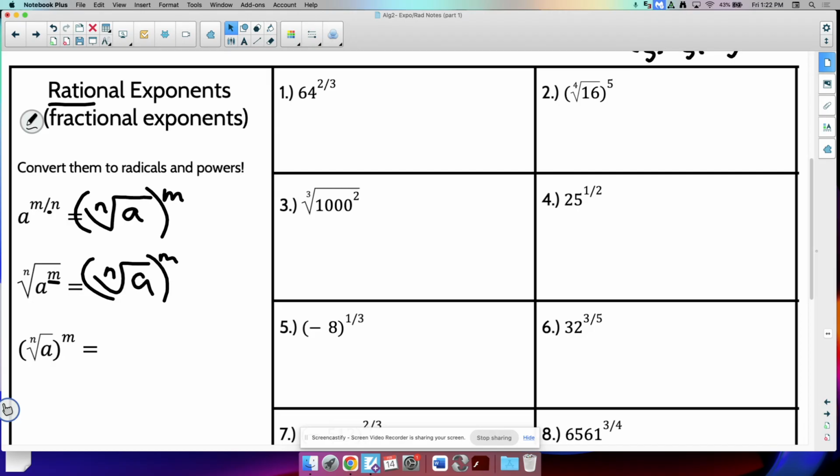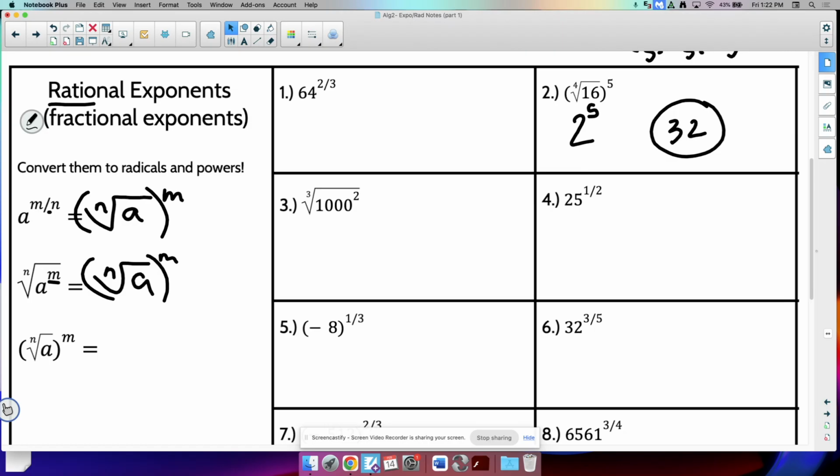So order of operations says do parentheses first. So what's the fourth root of 16? Look on your yellow sheet. What's the fourth root of 16? 2. I have not taken that exponent yet, so I'm just going to put that back. Now, using your yellow sheet, what's 2 to the 5th? 32. Done.